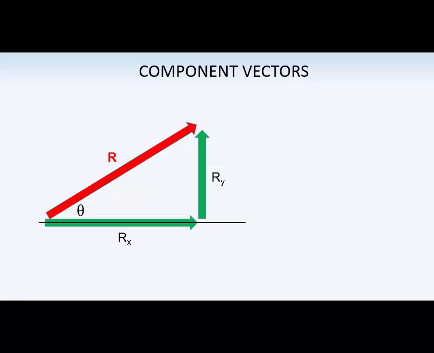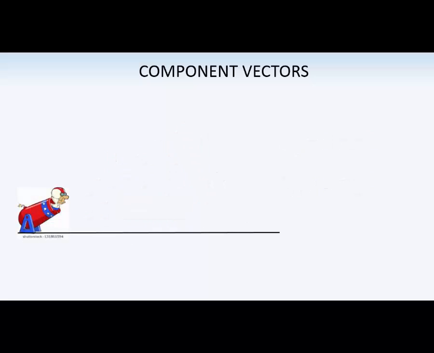Here we have a resultant vector directed at an angle theta, and here are the 2 horizontal and vertical components. Notice that we label them as r sub x and r sub y. I'm not going to show you all of the trigonometry involved, just the final equations that allow you to calculate these 2 components. I suggest that you memorize these 2 because you will be using them quite often.